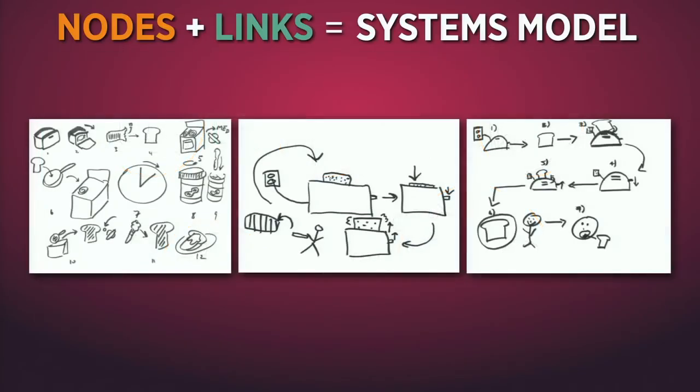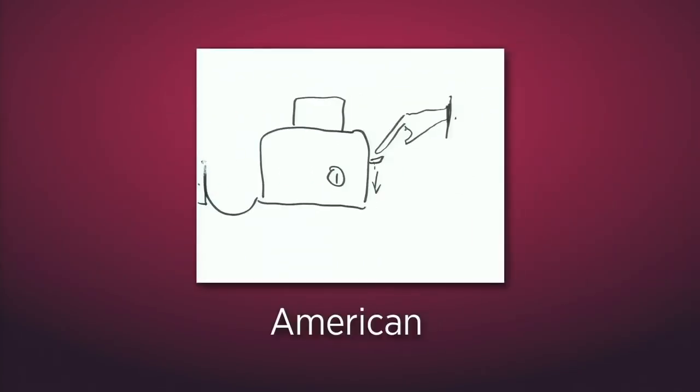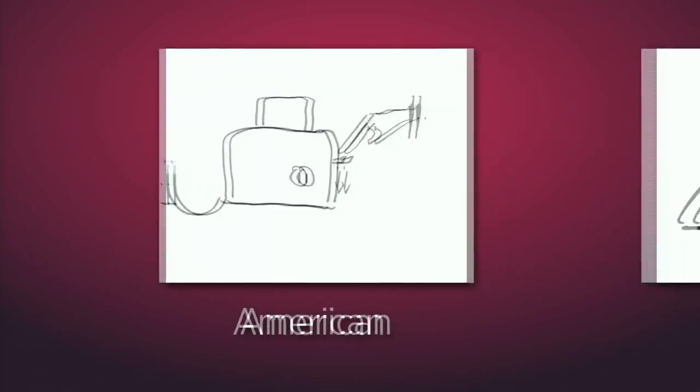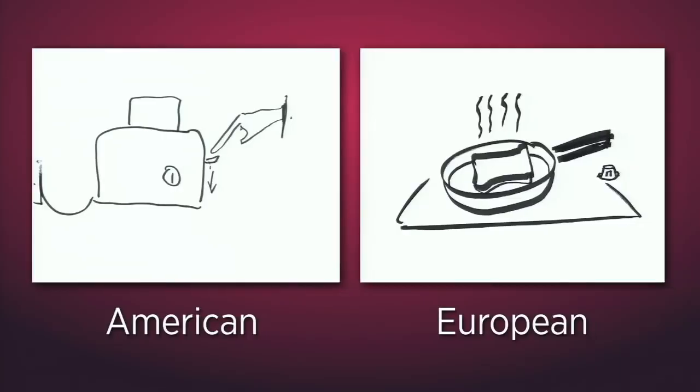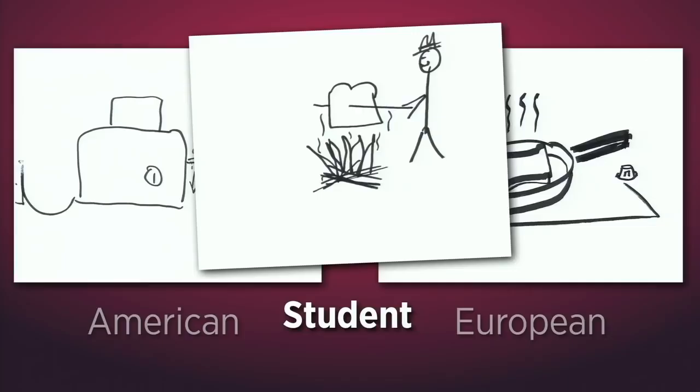And what's interesting about these systems models is how they reveal our various points of view. So for example, Americans make toast with a toaster. That seems obvious. Whereas many Europeans make toast with a frying pan, of course. And many students make toast with a fire. I don't really understand this. A lot of MBA students do this.